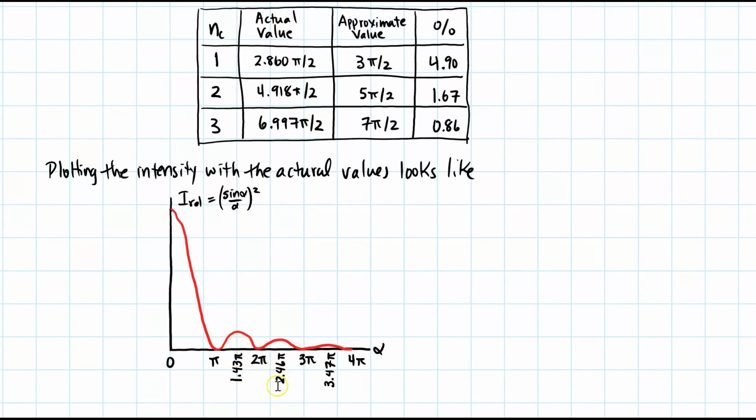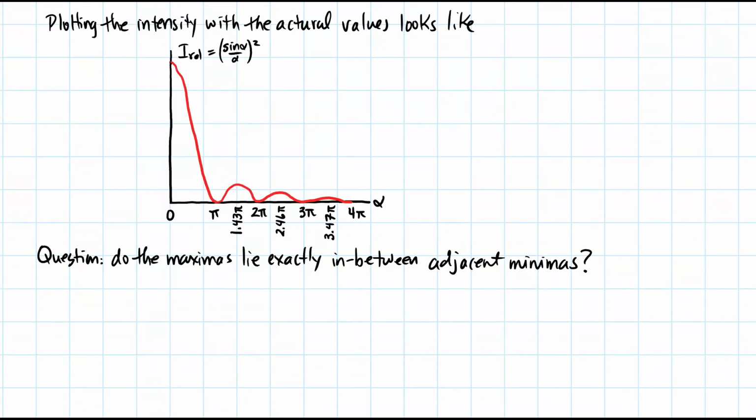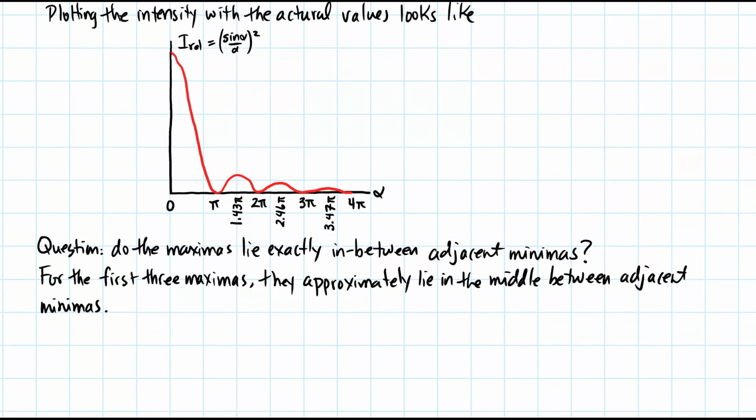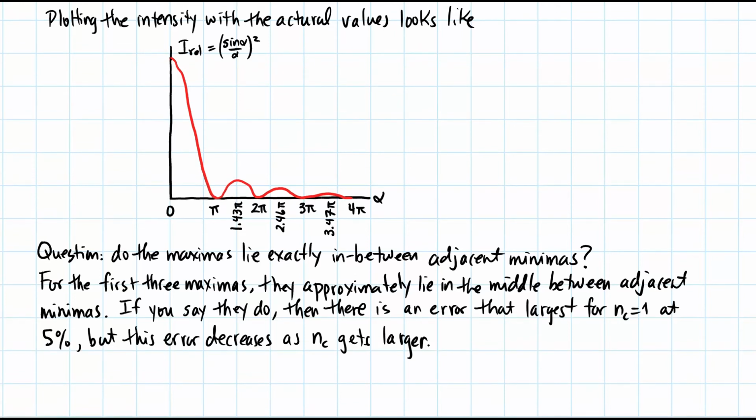And then the second one is 2.46. The third one is 3.47. They're close to the middle, but not exactly. And do the maximas lie exactly in between adjacent minimas? The first three maximas, they approximately lie in the middle between adjacent minimas. If you say they do, then there is an error that's largest for NC equal to 1 at 5%, but this error decreases as NC gets larger.